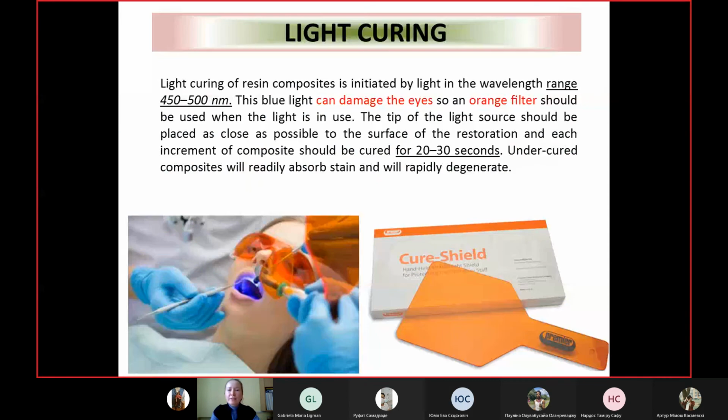Light curing of resin composites is initiated by light in the wavelengths ranging from 450-500 nanometers. This is blue light that can damage the eyes. So an orange filter should be used when the light is in use. And actually, both patient and dentist should use protective orange glasses.